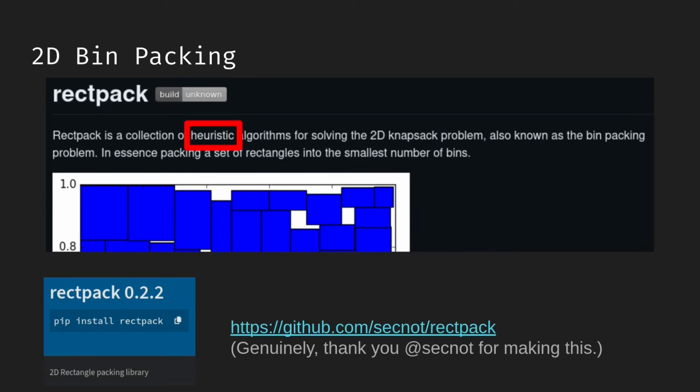Although, wait a minute. Heuristic means that it's not actually figuring out the best one. That's too hard, so it's just trying to get something that's decent. Yeah, it turns out that 2D bin packing is really, really difficult. In fact, we can actually prove that it's really difficult, but that requires going on a bit of a tangent.